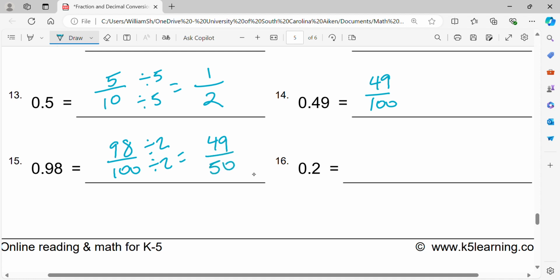Okay, looking at 0.2. That's 2/10. I can reduce both of those by a factor of 2. 2 divided by 2 is 1. 10 divided by 2 is 5. I've reduced this down to 1/5.